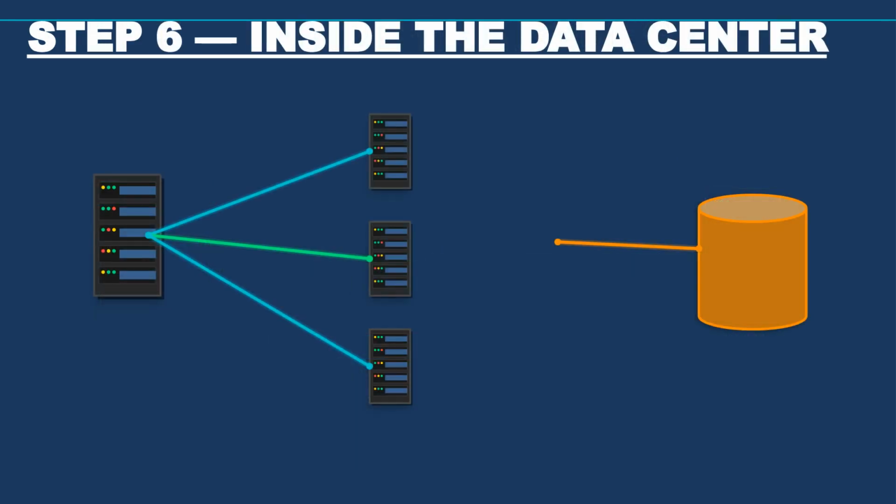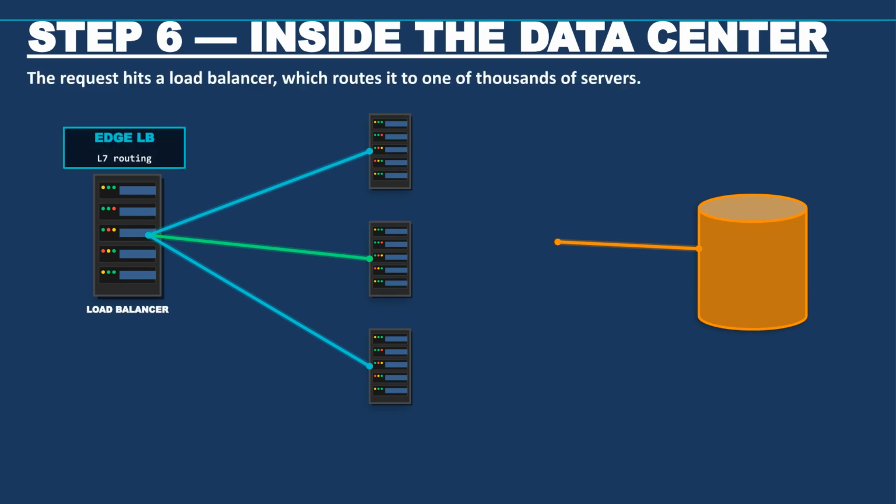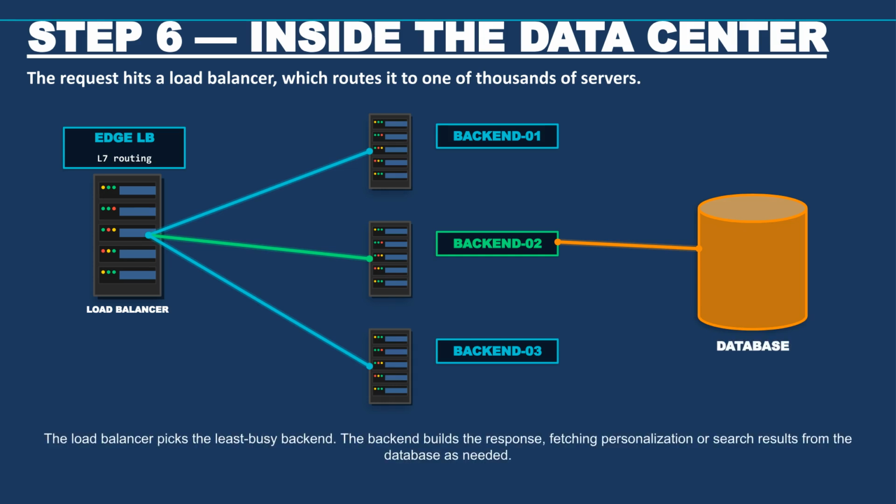Step 6 takes us inside the data center. The request hits a load balancer, which routes it to a less busy backend server. This backend server builds the response, possibly fetching data from a database as needed to personalize the content.